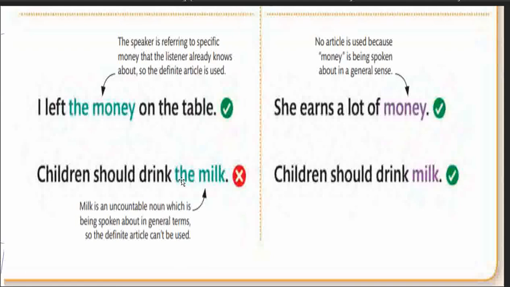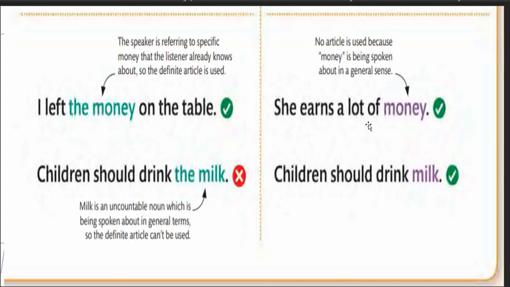Children should drink the milk. This is completely incorrect. Why? Because milk is an uncountable noun which is being spoken about in general terms. So the definite article cannot be used. So now because you're talking about milk in general context, you cannot use the over here at all. Children should drink milk. You're not talking about any specific milk, the milk that is in the bottle or the milk that is in the glass. You are talking in general. Children should drink milk. Now let us see another example.